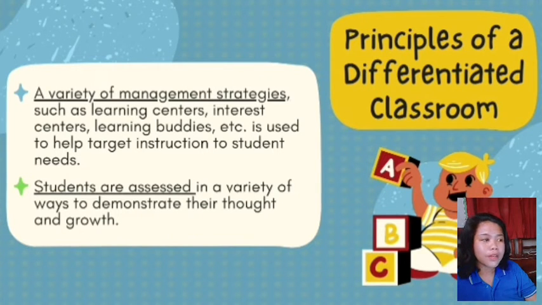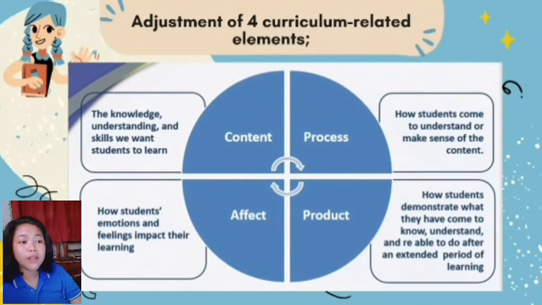Okay? Our next discussion is all about adjustment of 4 curriculum-related elements. So this is still part of differentiated instructions because at the core of the classroom practice of DI, again, is the adjustment of 4 curriculum-related elements. We have the content. The content is the knowledge or understanding. Next is the process, or how students learn, okay? How students understand or make sense of the content. And third is the product. How students demonstrate what they have come to know or paano nila ma-apply yung knowledge nila about a certain topic. And last one is effect. How students' emotion and feelings impact their learning.